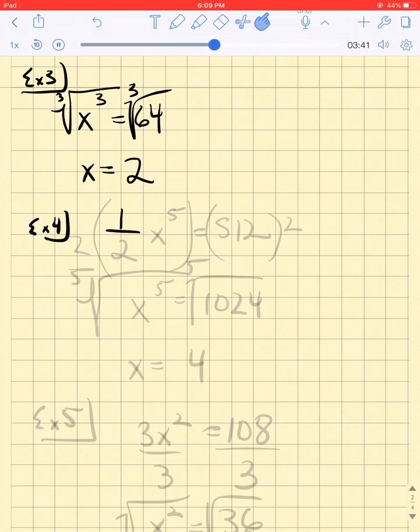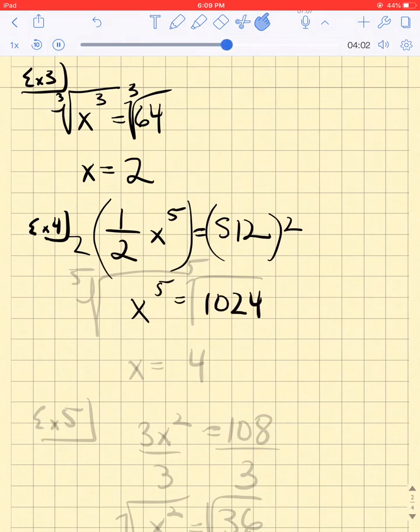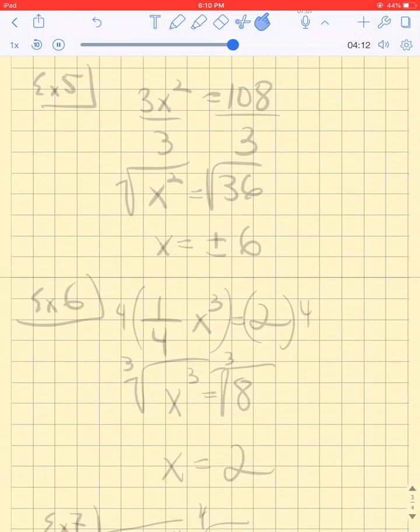Example 4. Let's say that we have an equation half of x to the fifth is equal to 512. All right, what will we do first? We're solving for regular x, so we multiply both sides by 2. X to the fifth equals 1024. And then we take the fifth root of both sides. X is equal to 4. That's example 4.